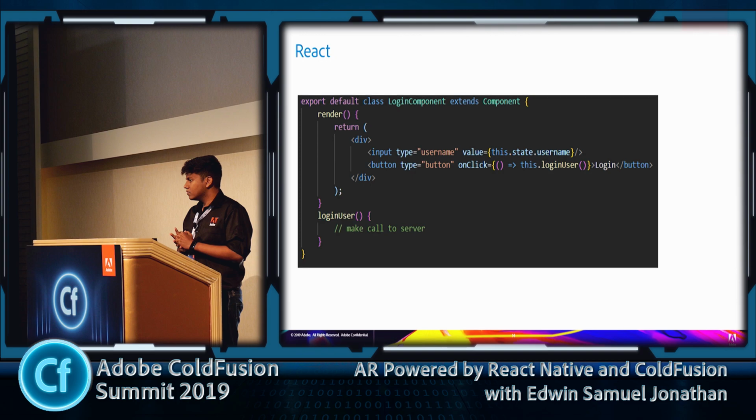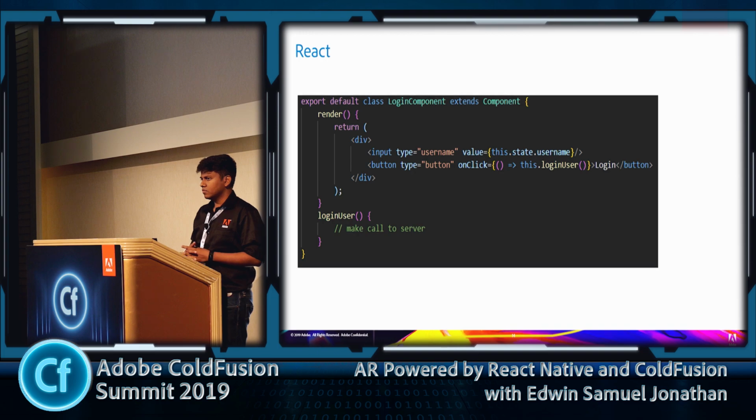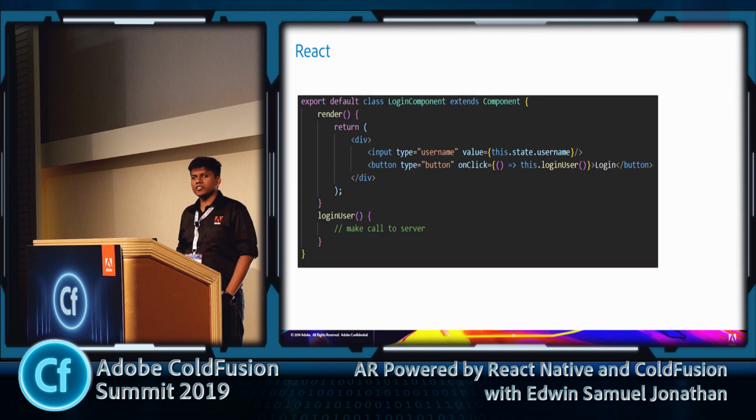Within the render function, you can see it's returning HTML. And within the input, you can see that I'm referencing a state variable called this.state.username. So if you click on the input and start typing a username, it automatically gets tied to the state variable. And anywhere you reference this.state.username in your JavaScript code, it will have the latest value of the username.